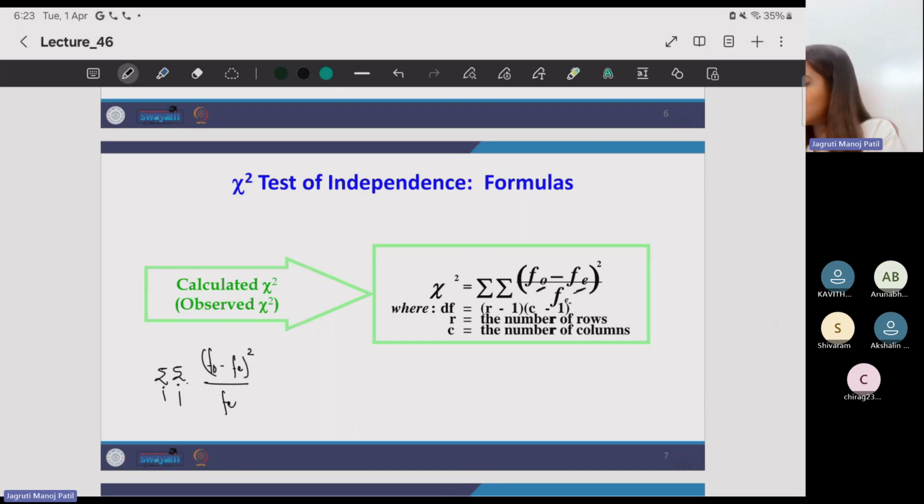And here, your degrees of freedom would be based on two variables. One is your row variable, another is your column variable. So it's nothing but (row minus 1) times (column minus 1). So it would account for the factors that would be affected by the rows, also by the columns.